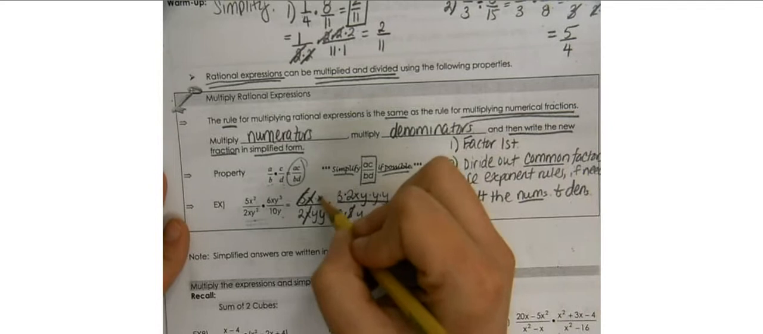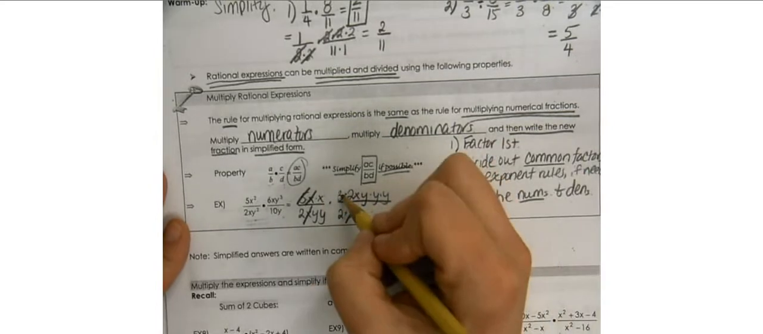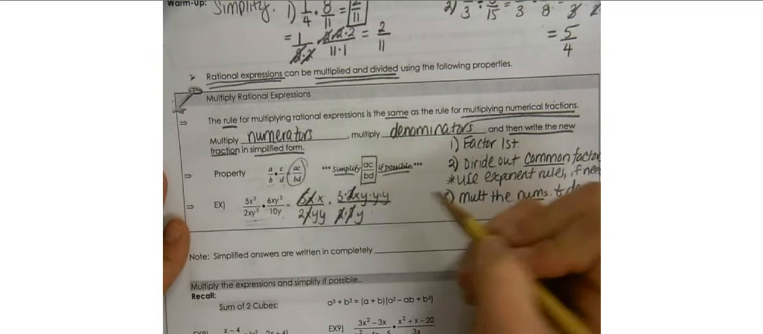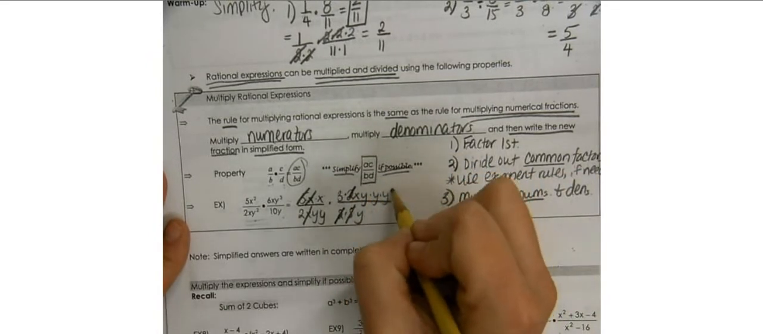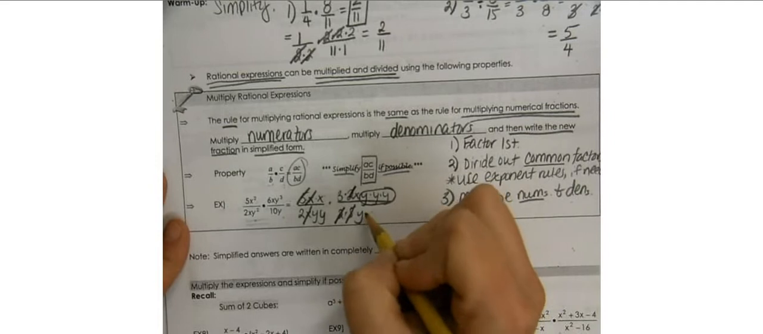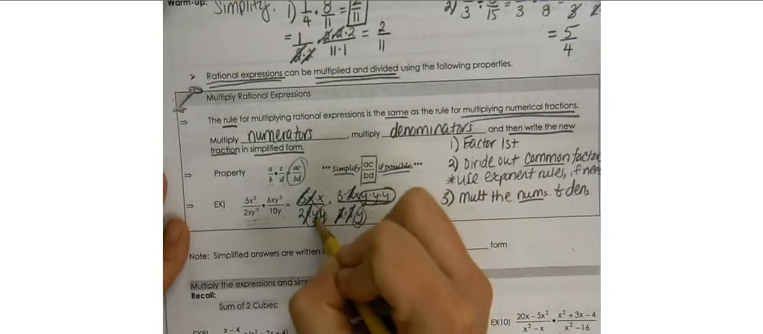I don't have any other x's in the denominator. I don't have any 3's in the denominator, but I do have a 2 in the denominator. That can get canceled out. And it looks like I have 3 y's on top and 3 y's on the bottom, so those will all get eliminated. So what's left over?